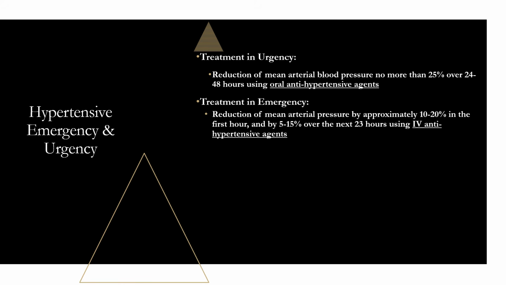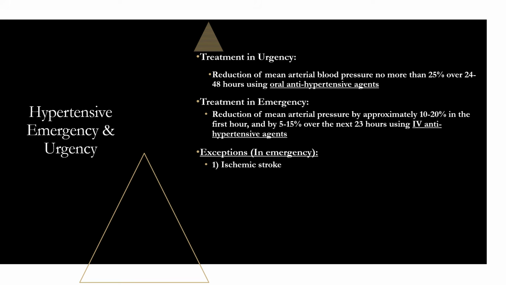So the general rule in emergency, that's the one you really need to know, is going to be to decrease the mean arterial pressure by 10 to 20% in the first hour and by 5 to 15% over the next 23 hours. Now, there are some exceptions to this rule, so remember that, but remember there's 3 exceptions that you need to know. They're going to make a lot of sense when I go over them. So in hypertensive emergency, there's 3 exceptions that you need to be familiar with that won't follow this rule of 10 to 20 in the first hour and then 5 to 15 over the next 23. The 3 exceptions are going to be ischemic stroke.